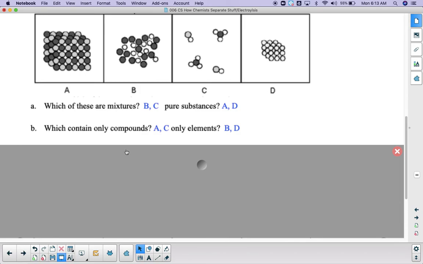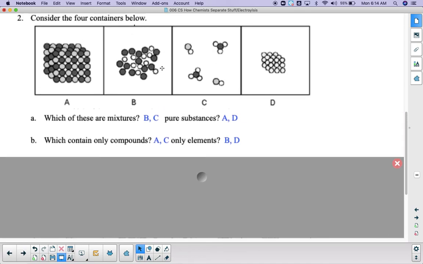Of these, our compounds are A and C, and our elements is B. We have this darker element and this lighter element, and over here we have D, which contains entirely one type of atom. B consists of elements, although it's a mixture because it is in fact a mixture of elements.